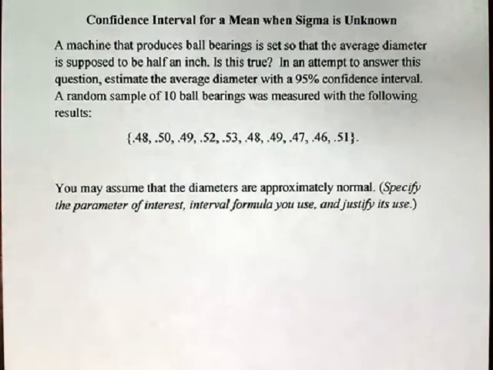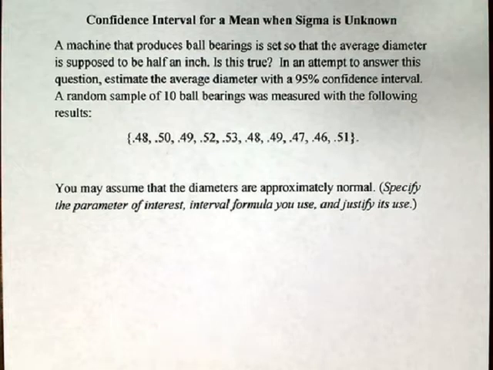But in this example here, we've got a machine that produces ball bearings, and it's set so that the average diameter is supposed to be ½ inch. Well, is this the case? Well, in an attempt to answer this question, let's estimate the average diameter with a 95% confidence interval. Okay, so to generate a confidence interval, we need data. We need sample information to make inferences upon this average diameter.